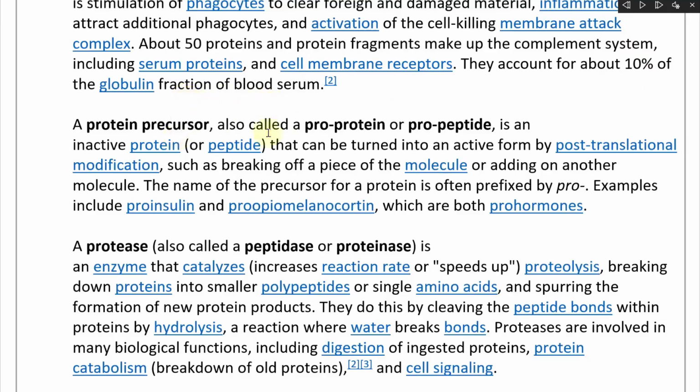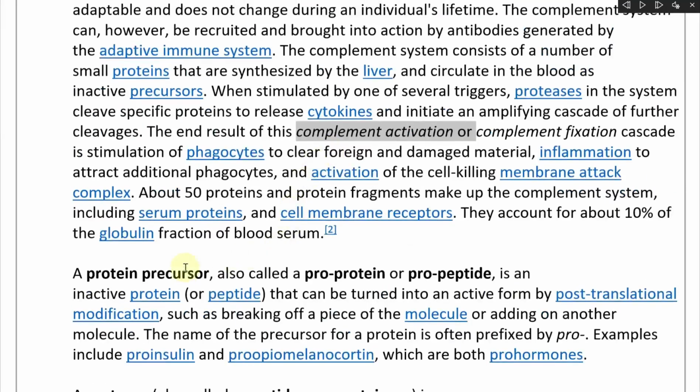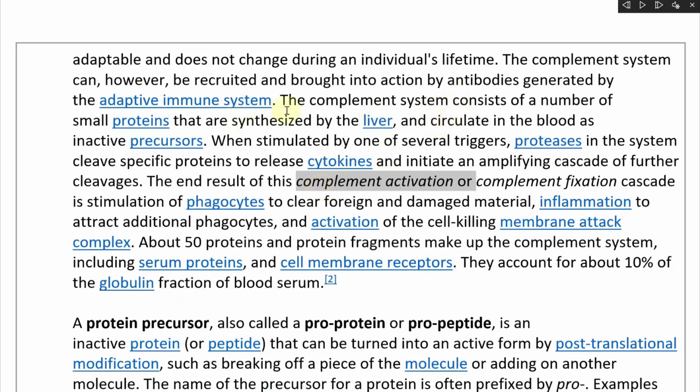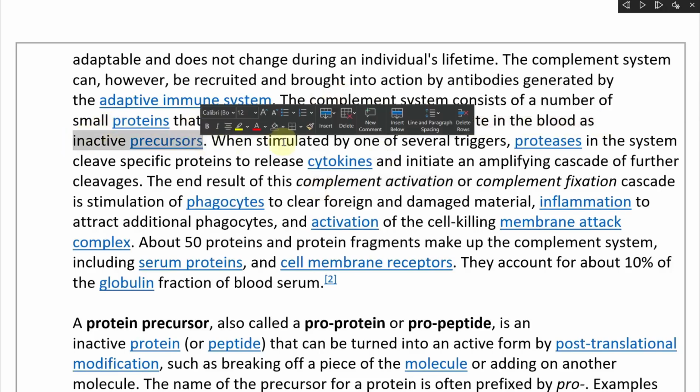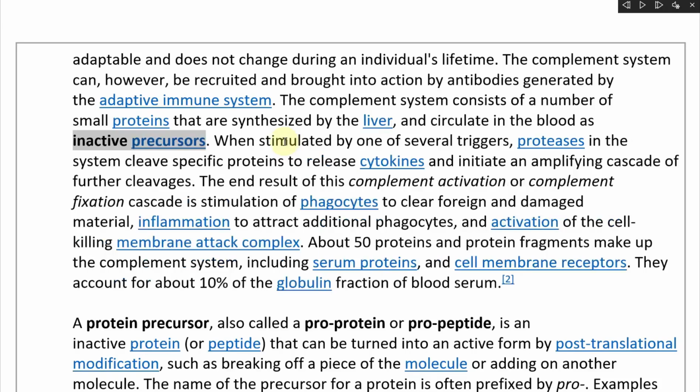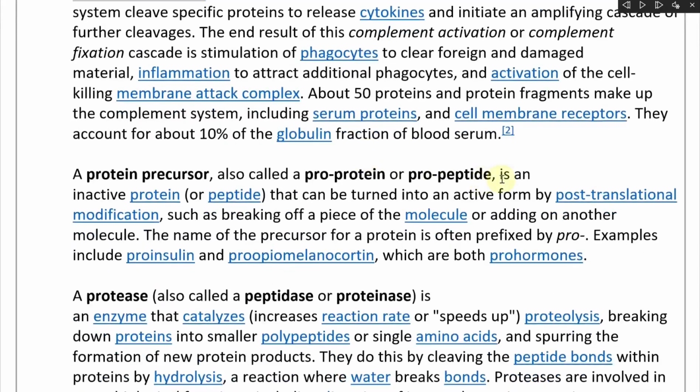A protein precursor, note that a protein precursor, I mentioned here. So the complement system consists of a number of small proteins that are synthesized by the liver and circulate in the blood as inactive precursors over there. So a protein precursor, also called a proprotein or propeptide, is an inactive protein or peptide that can be turned into an active form by post-translational modification, such as breaking off of a piece of the molecule or adding on another molecule.